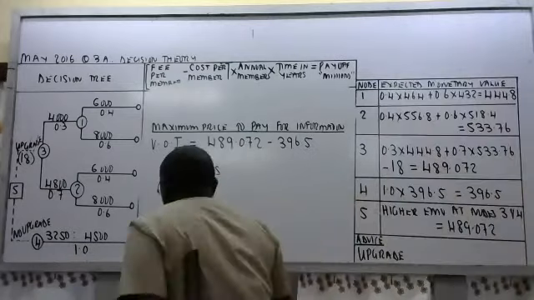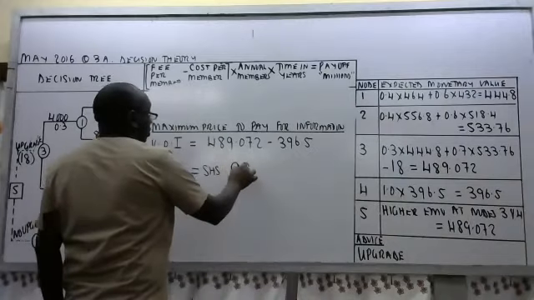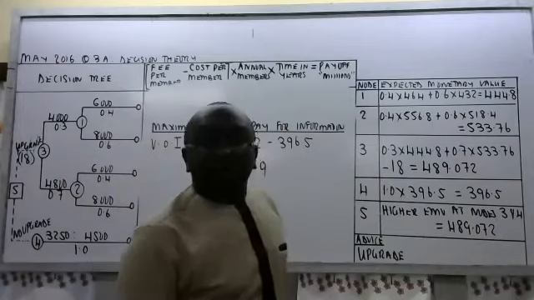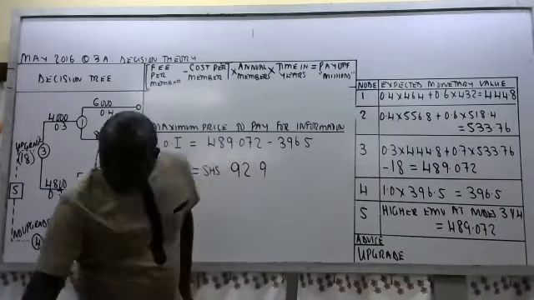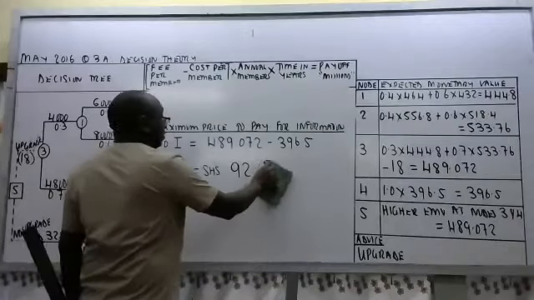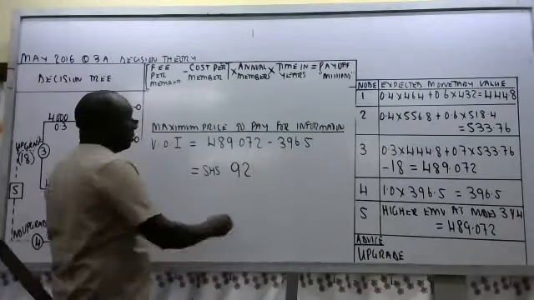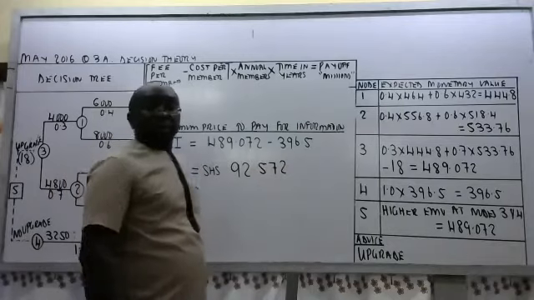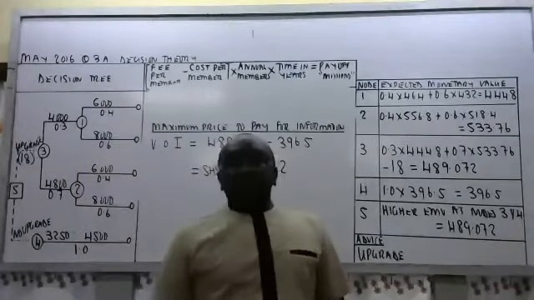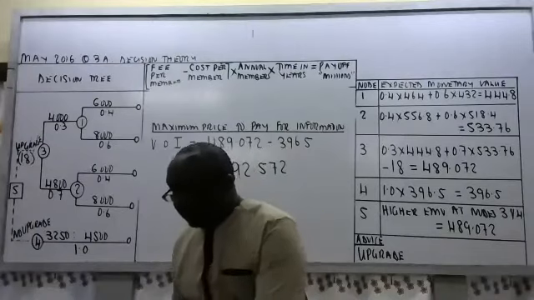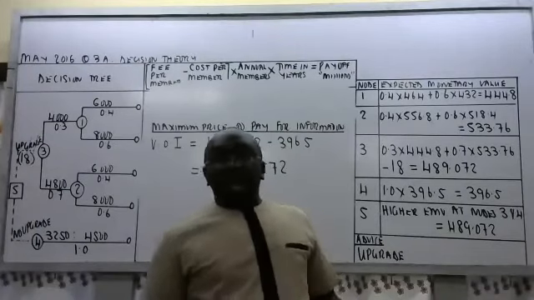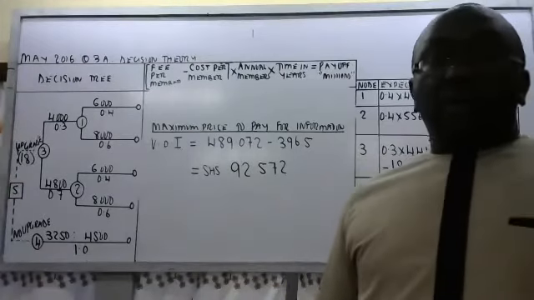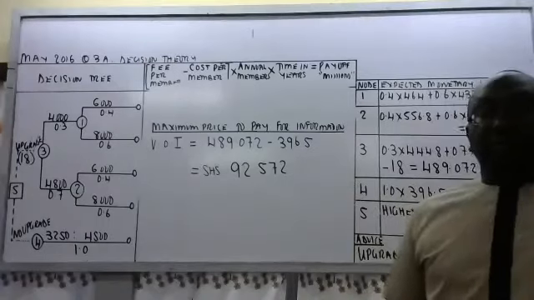$92,572 according to June. 92.9, no, what? 572. So that is the value of information, and it is the maximum price that the company should pay to acquire that information.